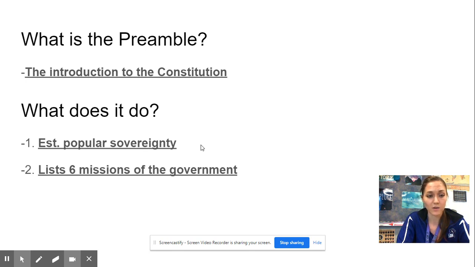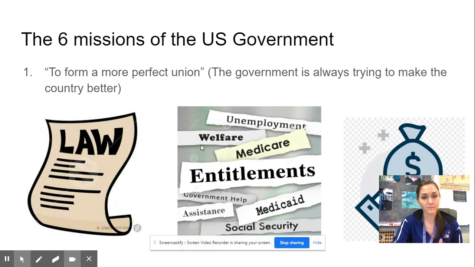And then it lists out 6 different missions of the U.S. government. So it's saying we the people of this brand new government want to do these 6 different things. These are our goals. Speaking of those goals, there are 6 different missions, and you guys are going to go ahead and grade how the U.S. government is doing based off those 6 different missions.